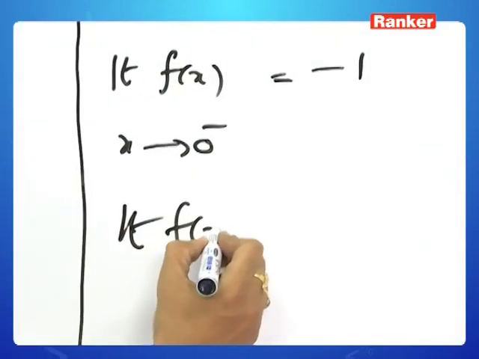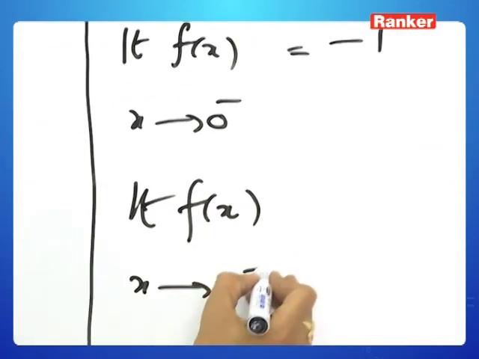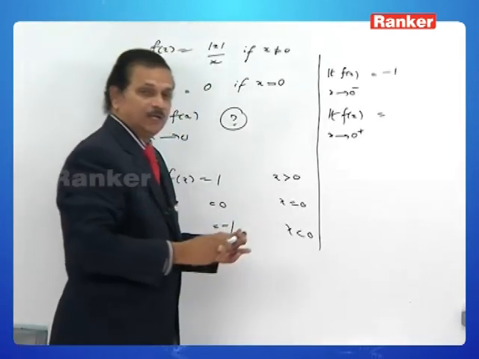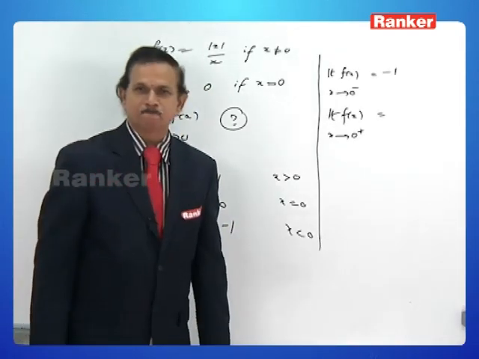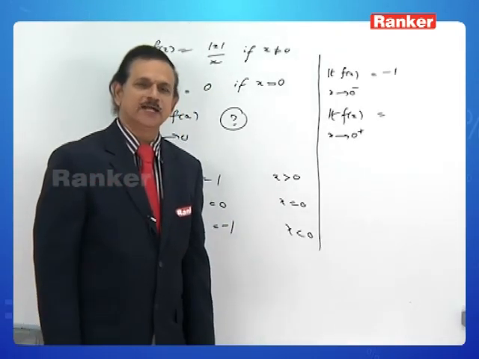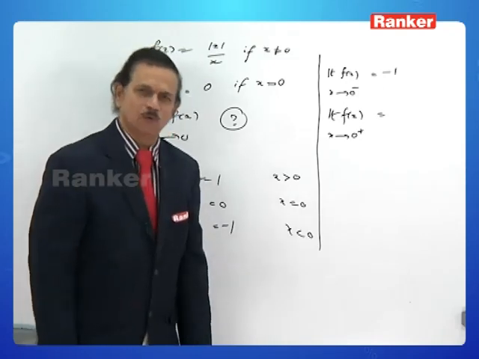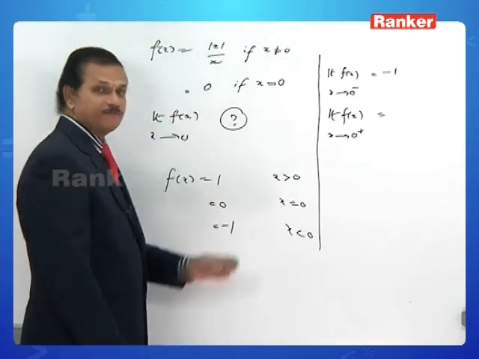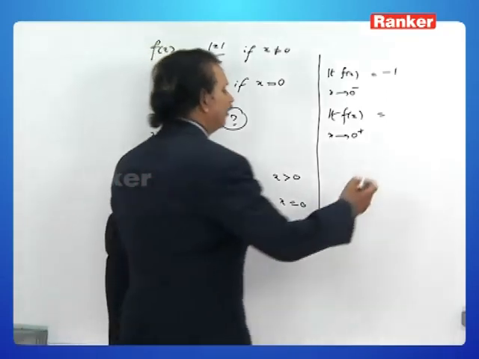Limit of f of x as x tends to 0 from right. What can we say about this? Where does x lie? X tends to 0 from right. That is, x is greater than 0. If x is greater than 0, what is the value of f of x? It is 1. Therefore, it is 1.